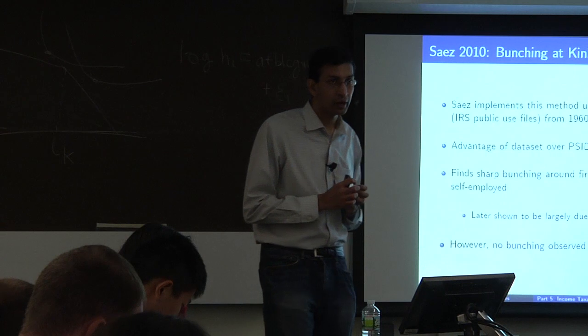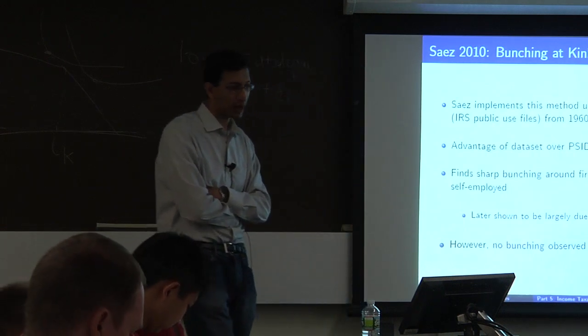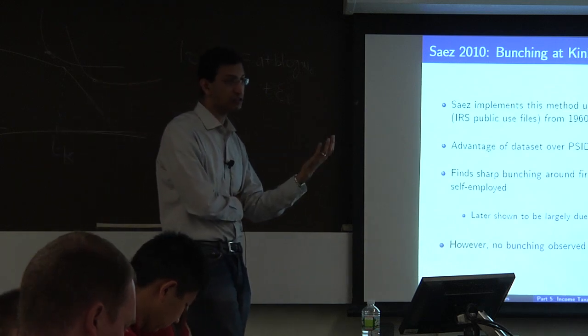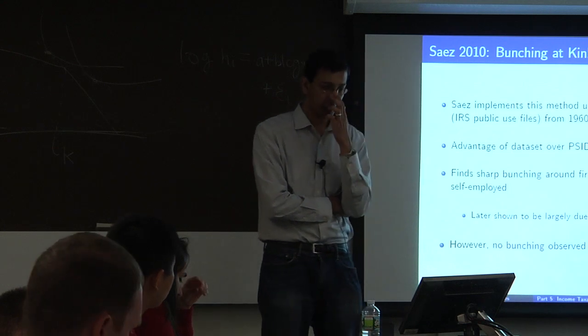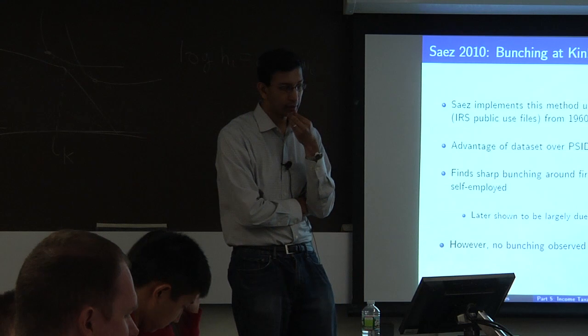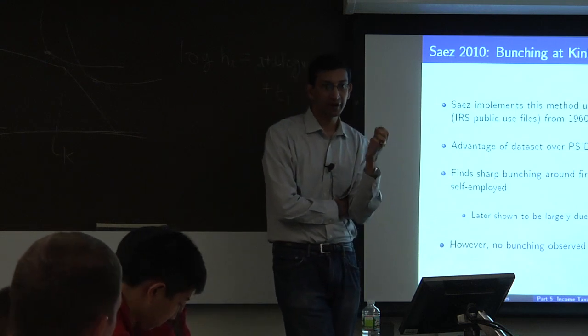Okay, so Emmanuel implements that method using individual tax return microdata, the IRS public use files. The IRS puts out these cross sections publicly, an extract of the tax data from 1960 to 2004. A critical advantage of these data is that they have very little measurement error.